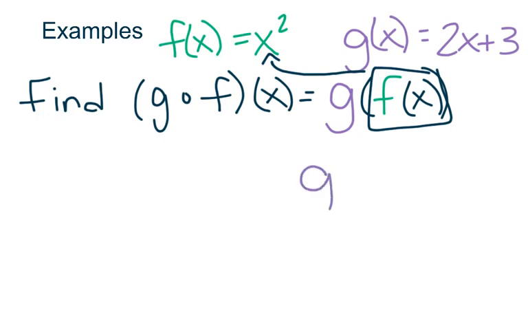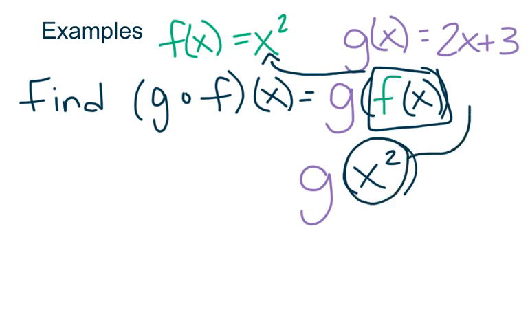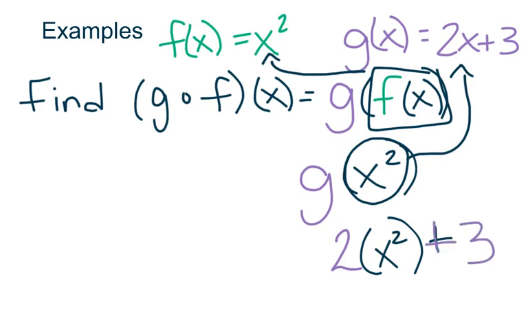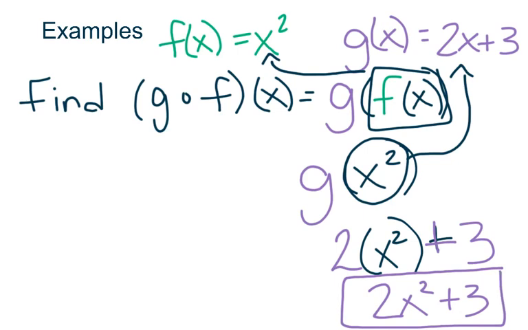So really all I'm going to do is take that x squared and plug it into the g equation. So I'm going to take this x squared and plug it in to where I see x. So I have a 2, I'm plugging in the x squared, and I have plus 3. So 2 times x squared is 2x squared, plus 3. There's no like terms. That's my final answer.